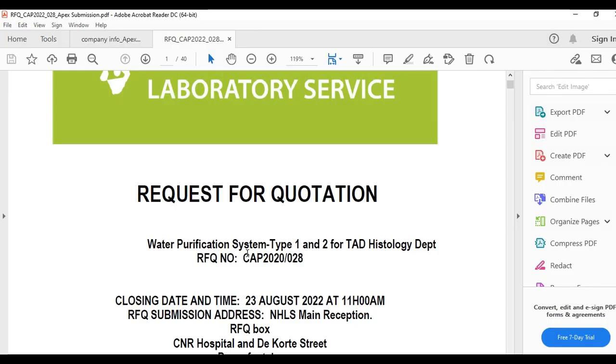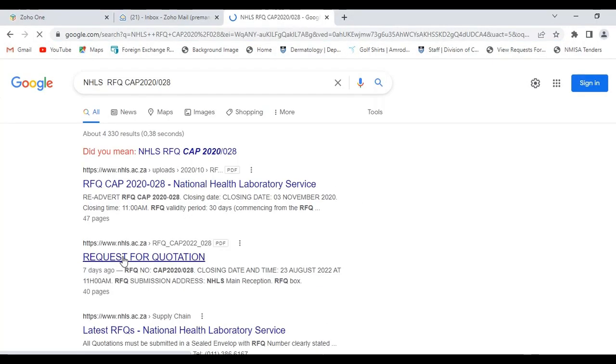So if you're starting from scratch with no information and you need to obtain the RFQ document, then you can obtain this from the NHLS website. So you can see here when I searched for NHLS RFQ and that number, the NHLS website has a PDF version, so you can just download this if you need to have the blank document. Try and download it now.